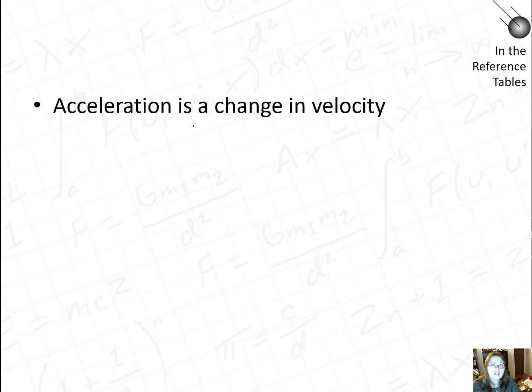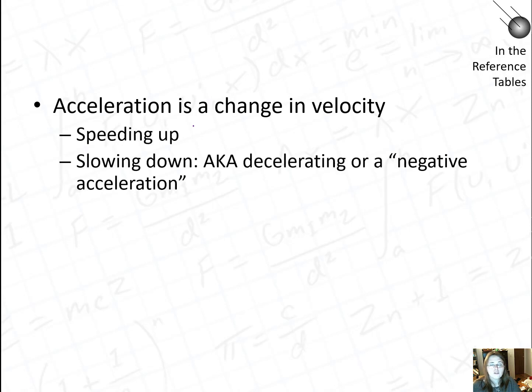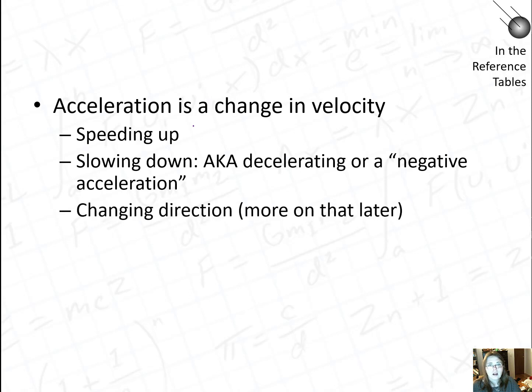Acceleration is a change in velocity. To change velocity, we could speed up or slow down. You may know this as decelerating or having a negative acceleration. In physics, we only say negative acceleration. Or you could change the direction of the velocity.